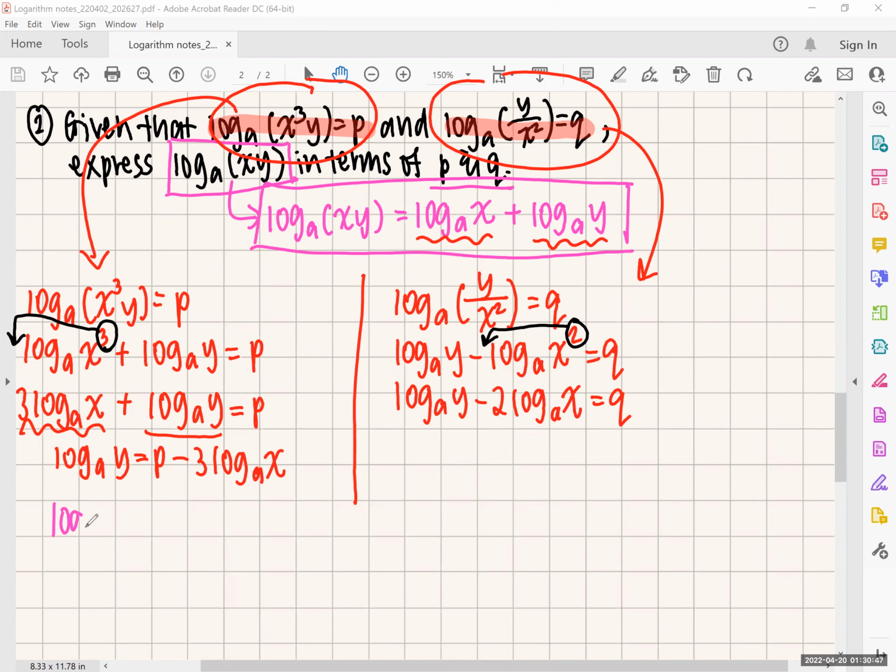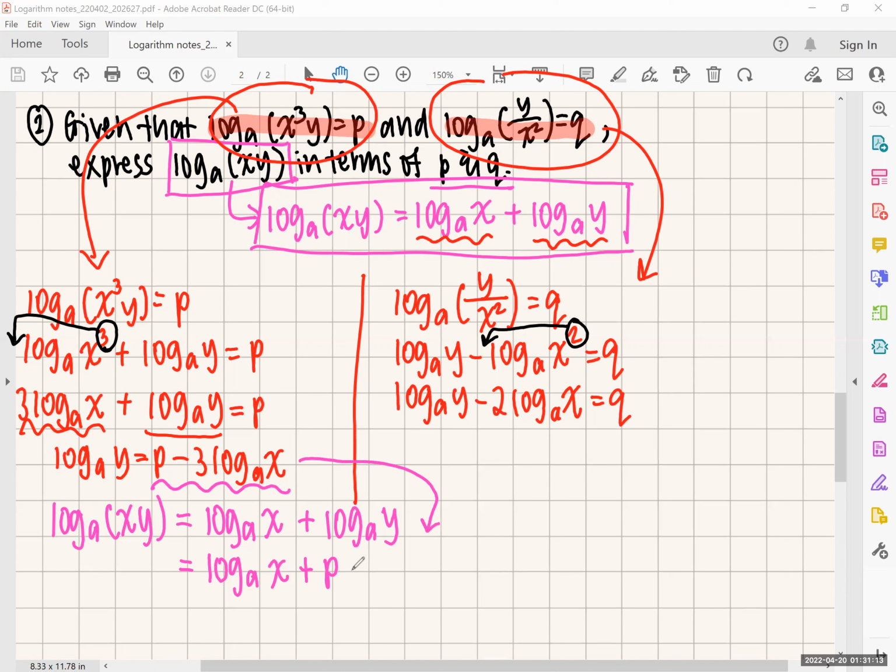So go back to the question. We know that the question wants log AXY, right? And I know that log AXY is equivalent to log AX plus log AY. And log AX, just leave it as it is first. I have log AX plus log AY. Can you see that log AY is equivalent to this? So I'll just sub this in. Will be plus P minus 3 log AX. And hence, when I simplify this, because this is log AX and here is minus 3 log AX, that will give me a minus 2 log AX plus P.